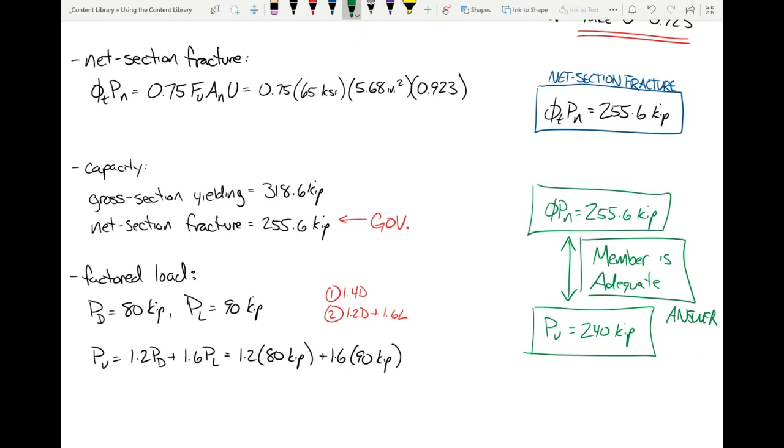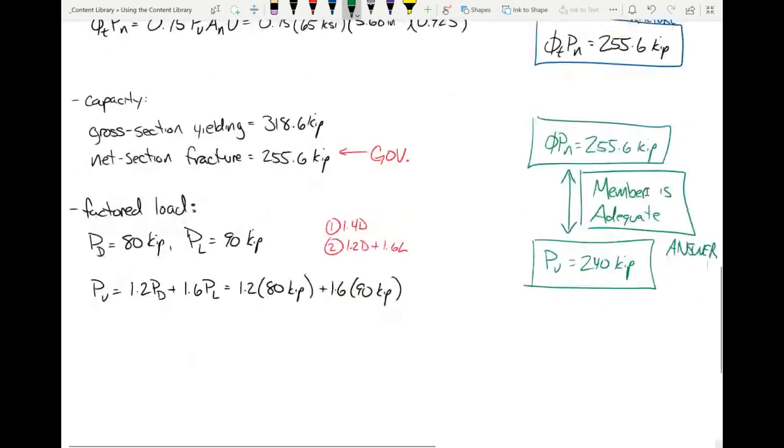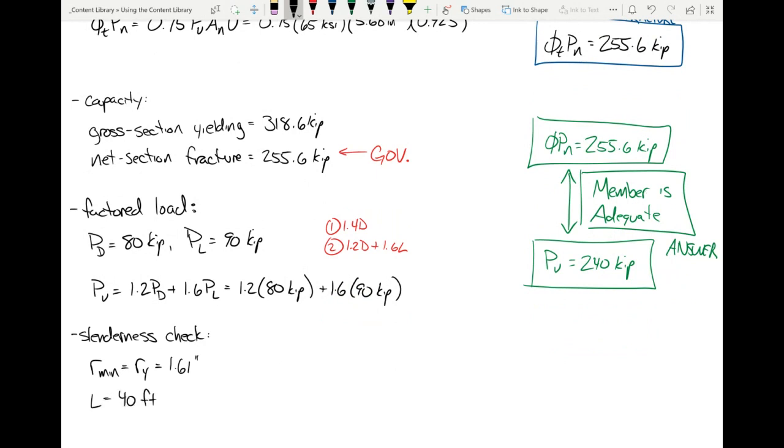Now, before I close the problem out, there is one more thing I want to check, and there's one check that we forgot. It's just something we needed to do near the end, and that's the slenderness check. So if you remember, R min was RY, and I believe that was 1.61. And so the member is 40 feet long.